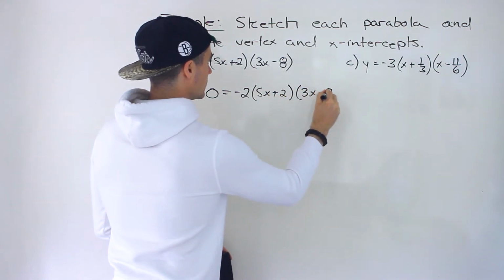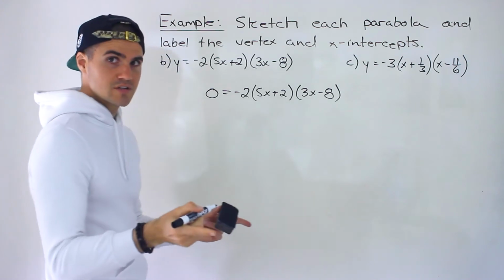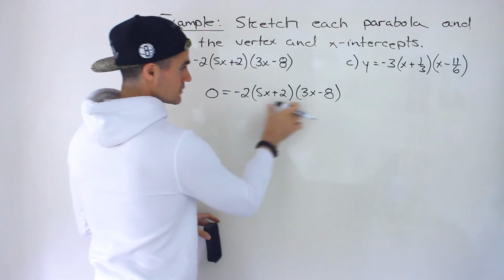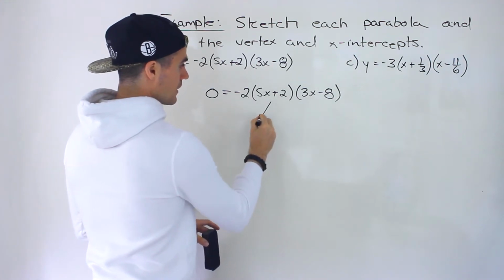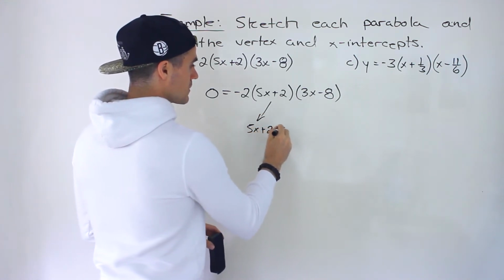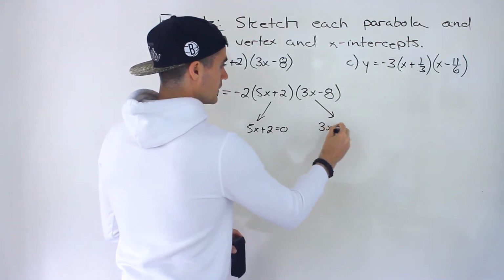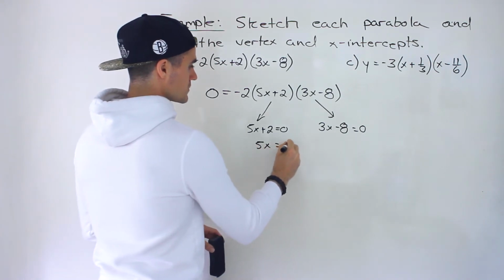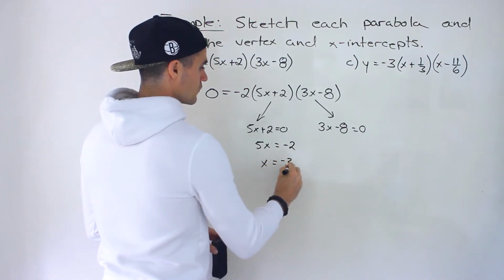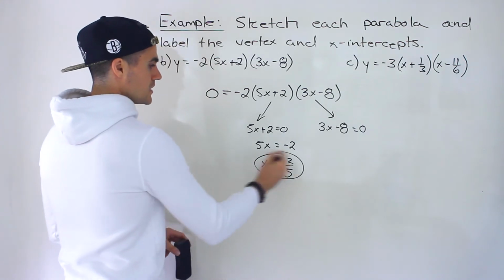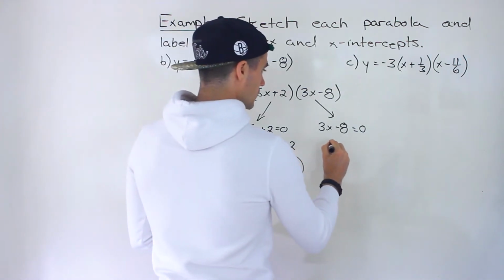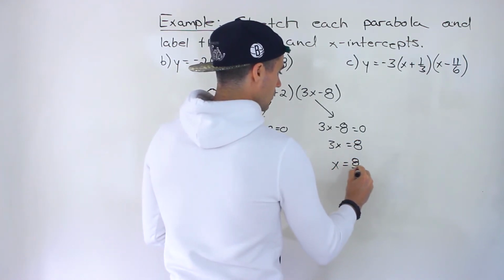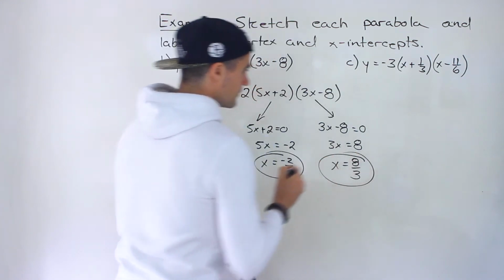Now, as we showed in previous videos, this a value doesn't affect the x-intercepts, right? We're still going to find out when is this bracket going to equal 0, when is this bracket going to equal 0, for what x values. Well, here we'll have 5x equals negative 2, x equals negative 2 over 5. So that's going to be one of the x-intercepts, and then over here we'll have 3x is equal to 8, x equals 8 over 3. That's going to be the other x-intercept.